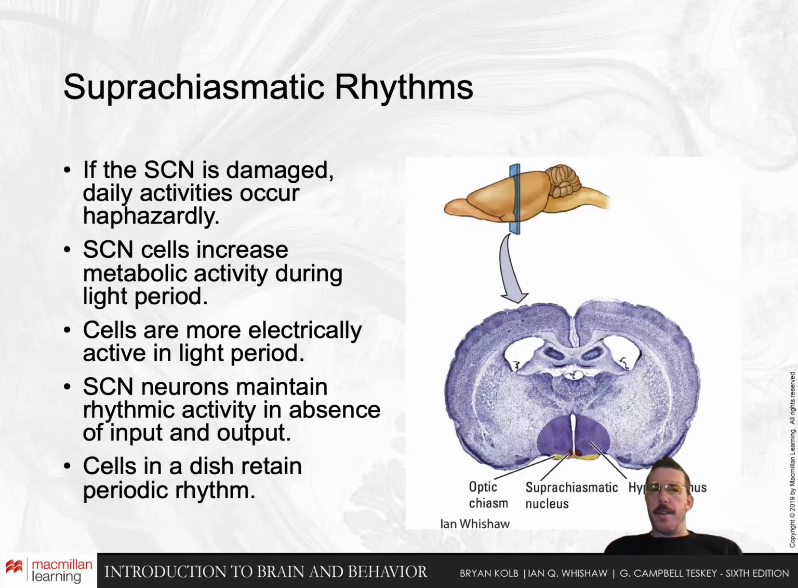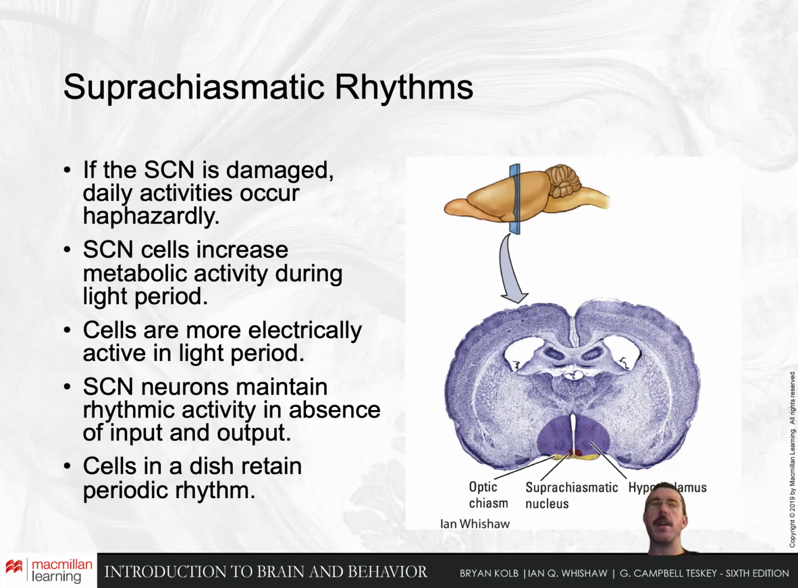And so to understand if it's the master clock, we might try to remove it or damage it. So if we take the suprachiasmatic nucleus and we damage it, daily activities are quite haphazard. These cells increase metabolic activity during the light period of the day. They're also more electrically active during the light period. And if you take away all their input and output, they still maintain this rhythmicity. If you take them and put them in a petri dish, even they maintain this rhythmicity.